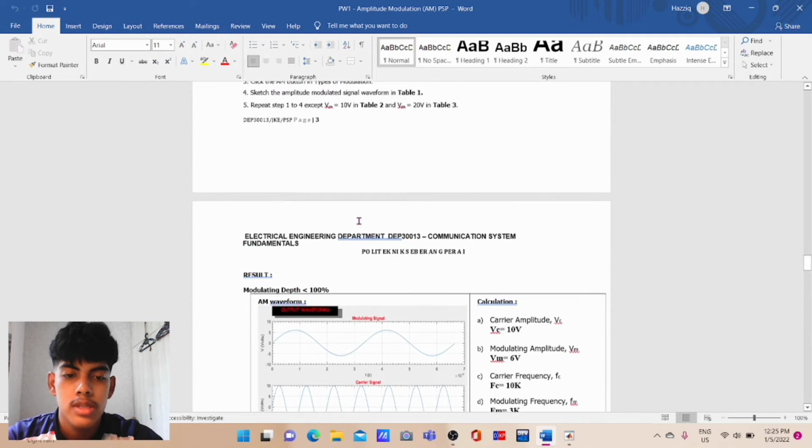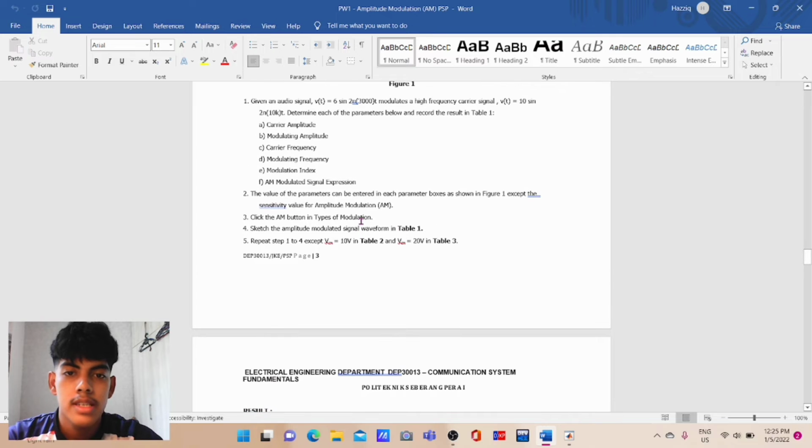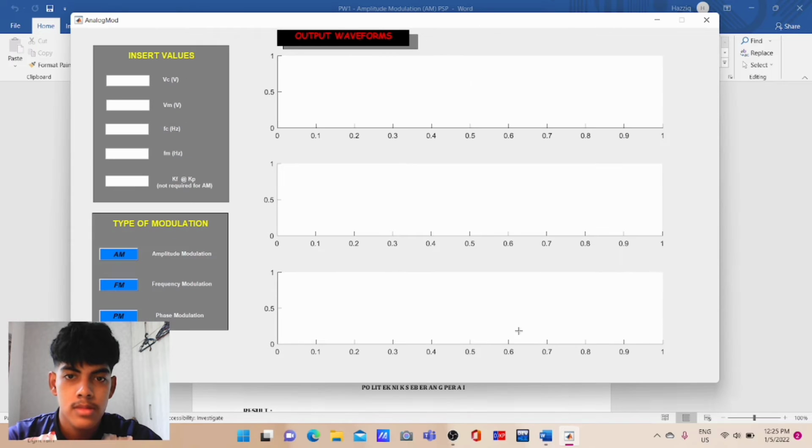So now we will find the waveform using analog mode. So this is the analog mode software. We need to insert the values of VC, VM, FC and FM into the boxes, and then we need to click the AM, then we will get the waveform.